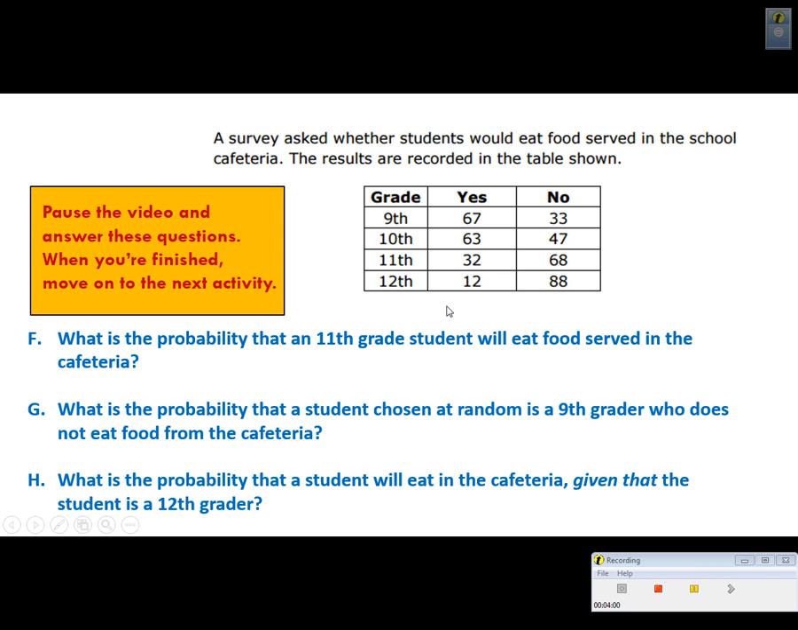All right, now that you're done with that, that's it for this activity. You can move on to the next one, which is going to involve a little bit different type of probability.